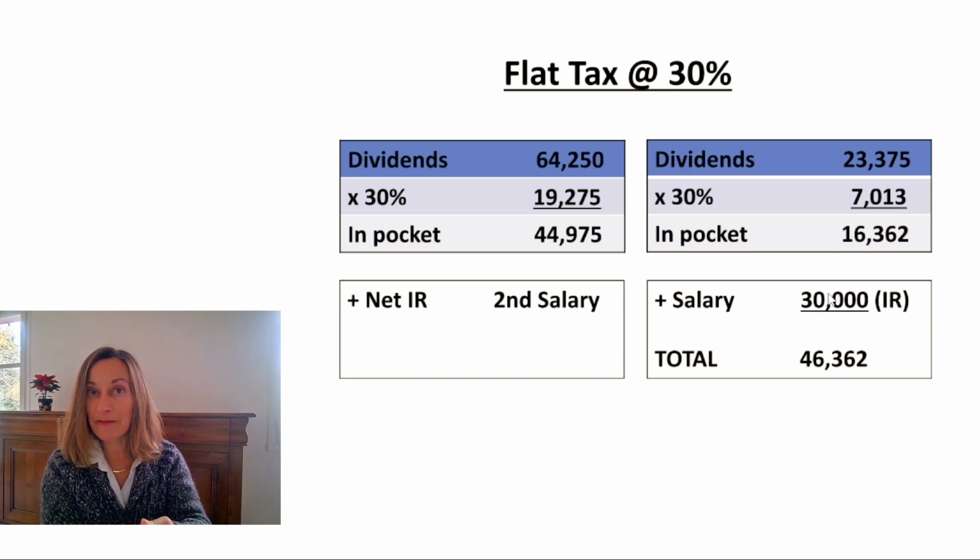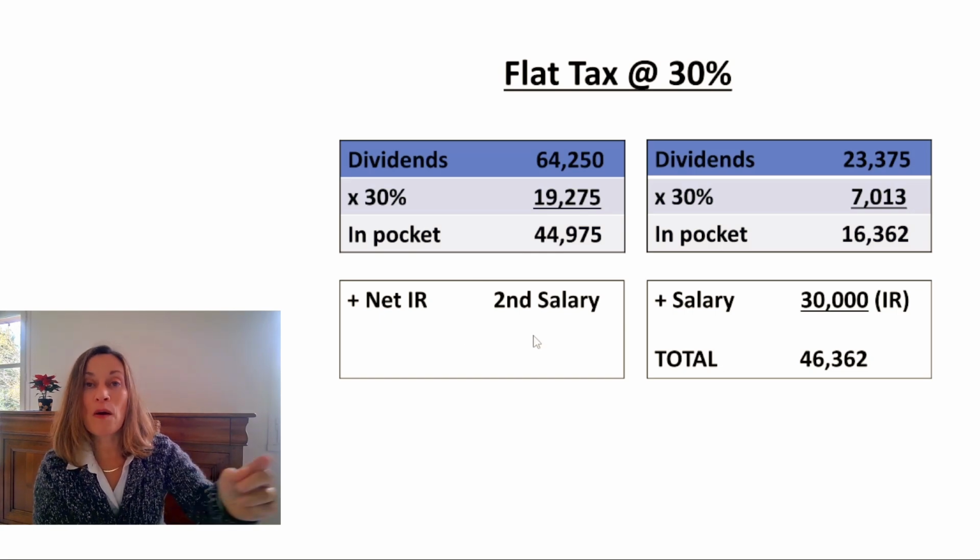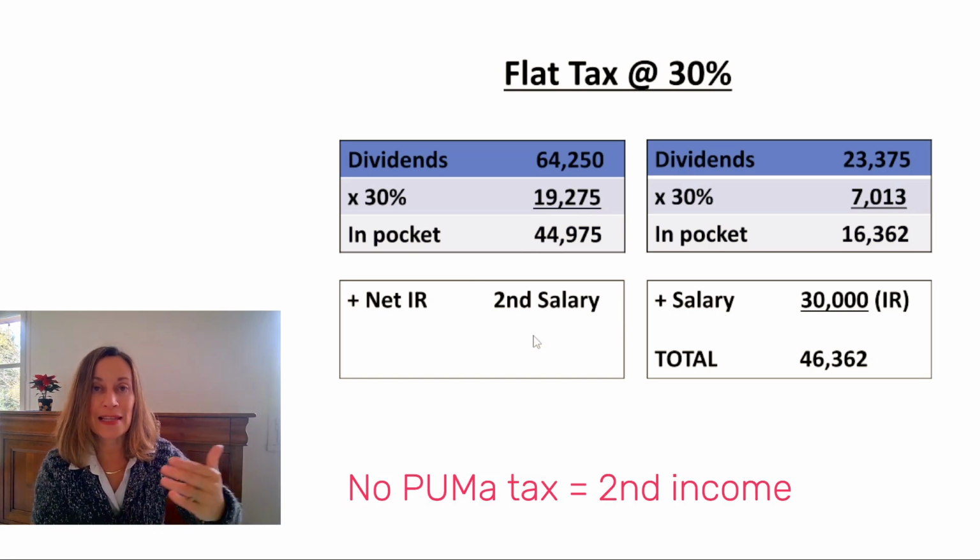Plus your salary. Remember your salary, which is also subject to income tax, but probably not very much. If you're a single person, you'll pay something on that, but if you're a couple, then it's going to be peanuts, and if you have any children, then it won't be anything at all. So that would leave you with 46,362, whereas here I've got 44,975 plus whatever will be net of income tax from the second salary coming into the household.